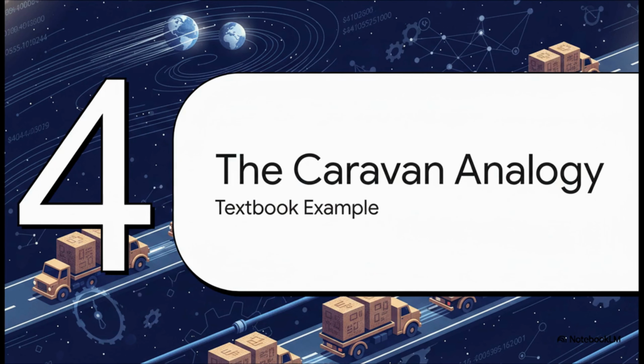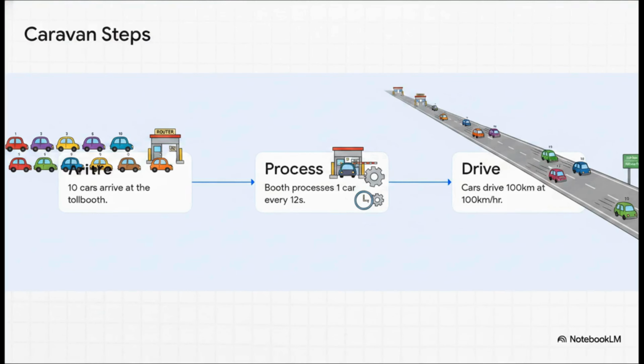Now, I know microseconds and the speed of light can feel kind of abstract, so let's use a classic textbook analogy to translate this network math into the real world. Think of 10 cars traveling together in a caravan. These 10 cars represent a single packet, and every individual car is a bit. So they arrive at a toll booth, which represents our router.